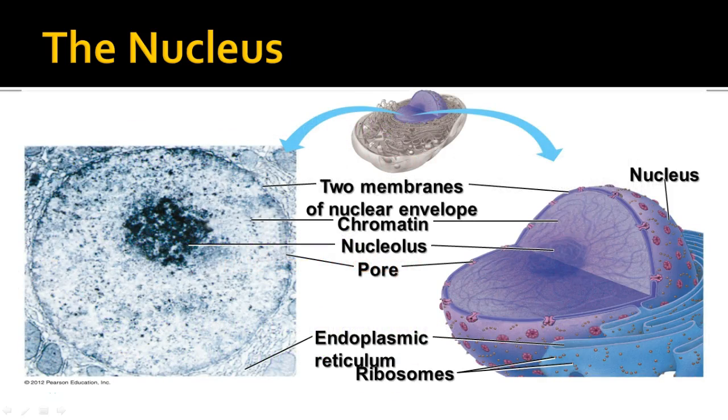Here we have a micrograph of the nucleus and a diagram showing you the different structures that we see here. The dark area in the center is called the nucleolus. There are pores or openings in the nuclear envelope. You see the pore structures here. The chromatin is just a grayish-looking, more diffuse substance rather than the tightly wound chromosomes that we're accustomed to seeing. And then there is the endoplasmic reticulum with ribosomes located on the outside of the nuclear envelope.